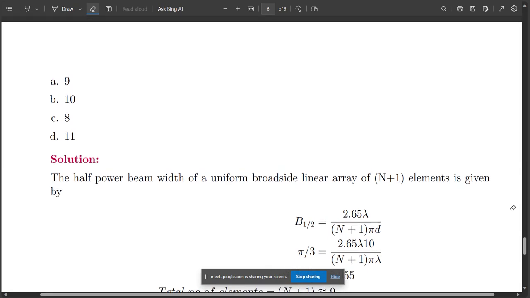Ma'am, answer option A will be correct. Option A. Yes. What about others? Okay, so try to solve it and I'm giving you 2 minutes.